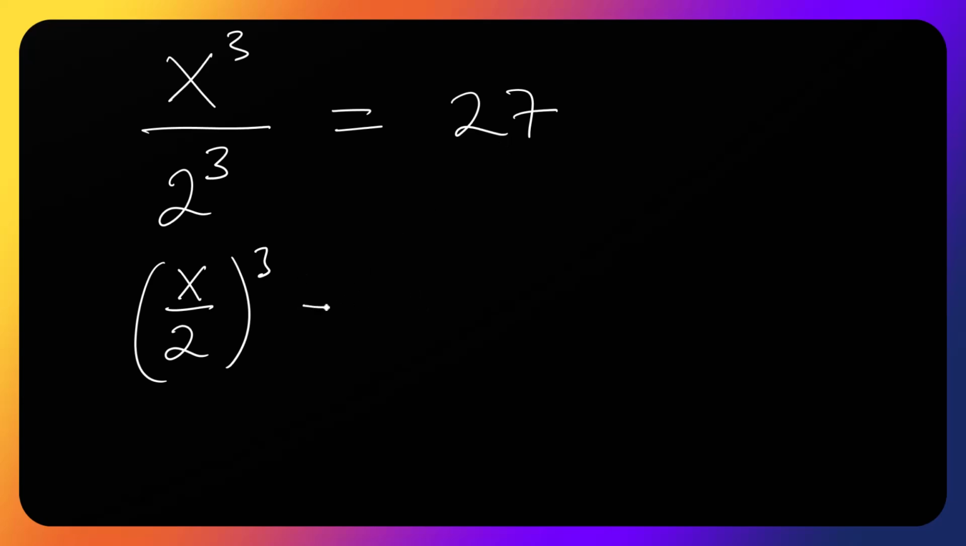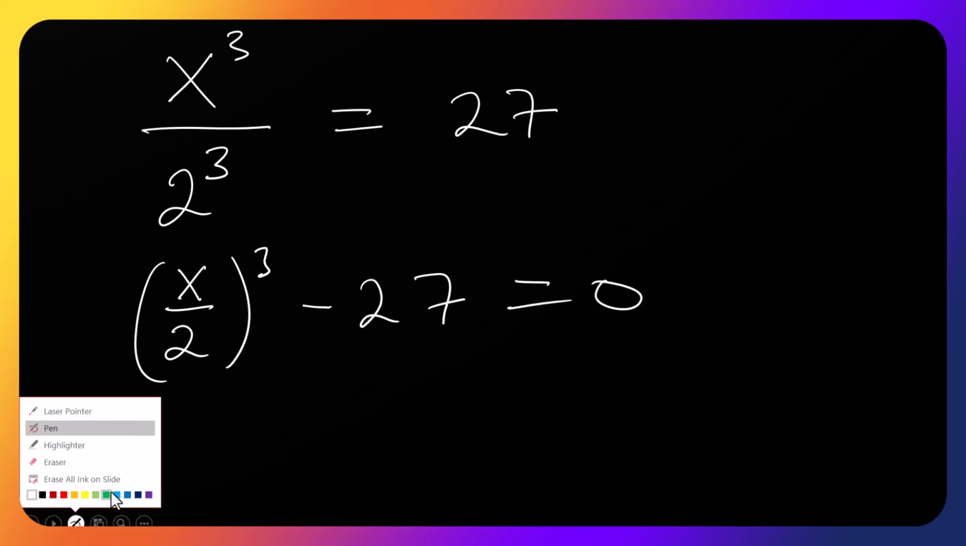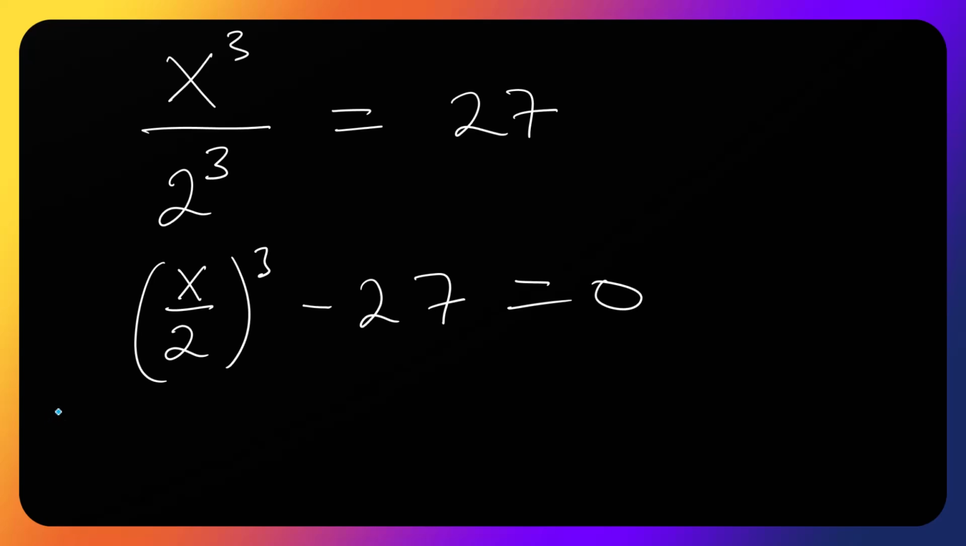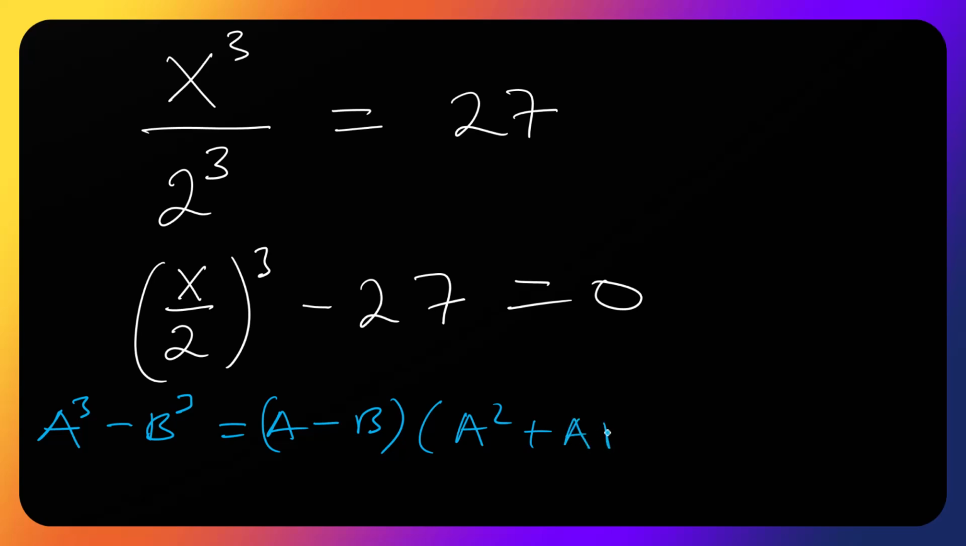Now let's send this one in, minus 27 equals 0. Now let's be very careful here. Now a cube minus b cube, this one is called the difference of cubes, and it's the same as a minus b times a squared plus the product of a and b plus b squared. All right, so with this we can transform this one to this.